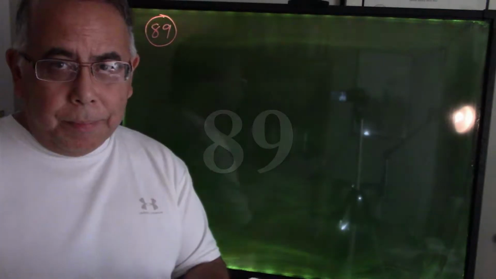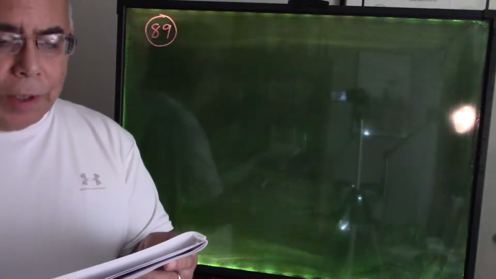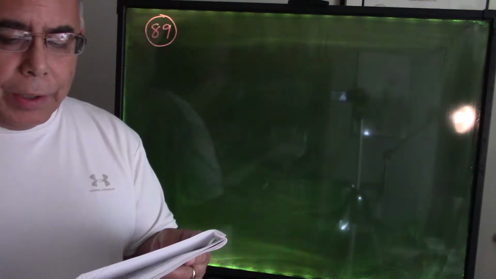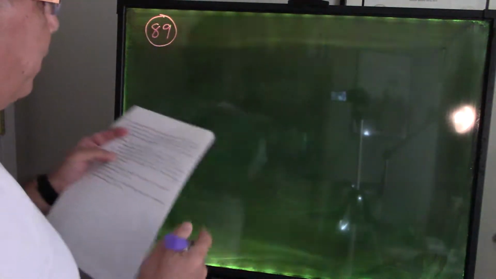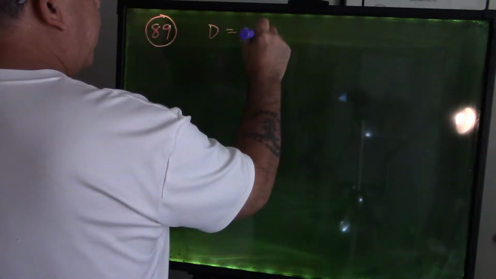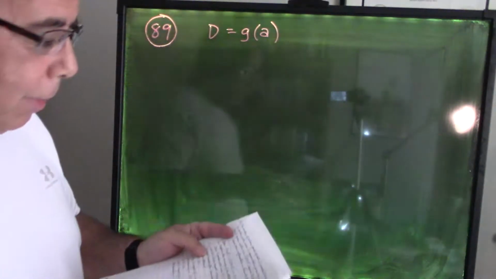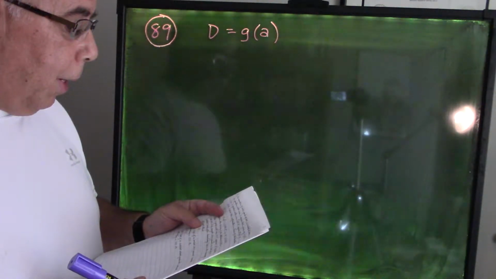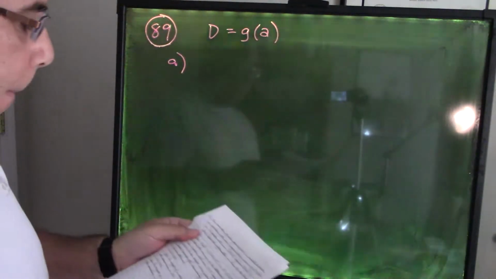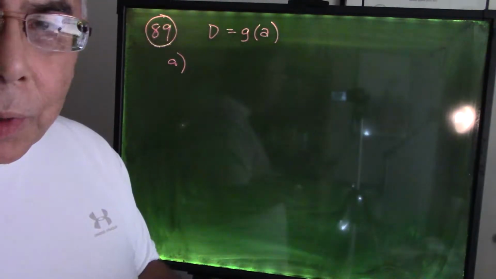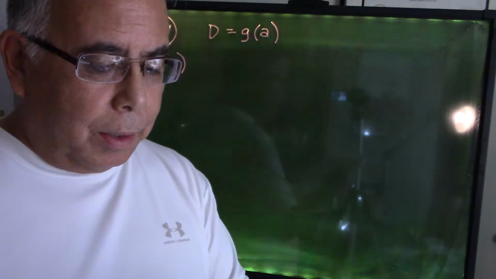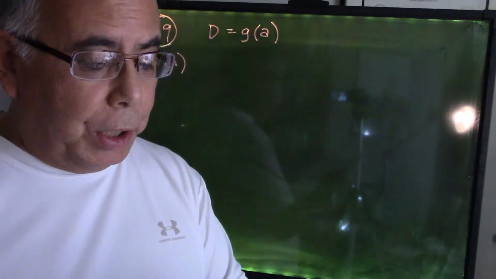Okay, number 89. The number of cubic yards of dirt, capital D, needed to cover a garden with area small a square feet is given by D equals G of A. Okay, part A. A garden with area of 5,000 square feet requires 50 cubic yards of dirt. Express this information in terms of the function G.